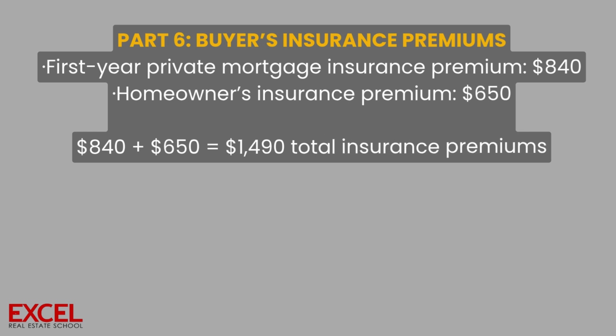Part 6, buyer insurance premium. First year private mortgage insurance premium is $840. Homeowners insurance premium is $650. So now what we're going to do is add those two together, $840 plus $650. That gives us $1,490 total insurance premium.